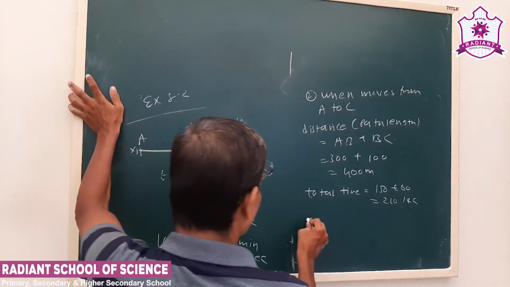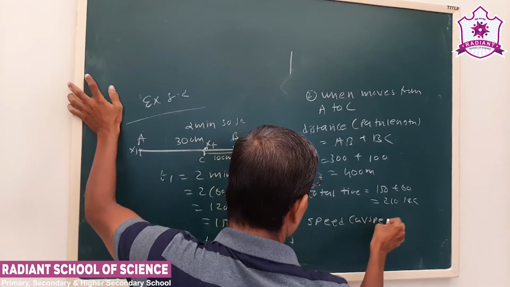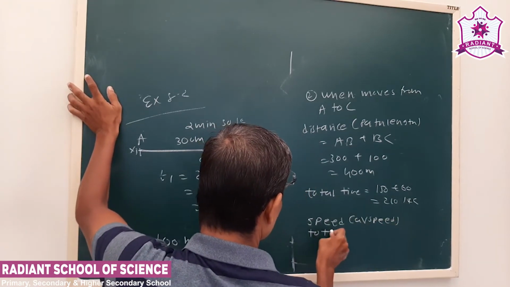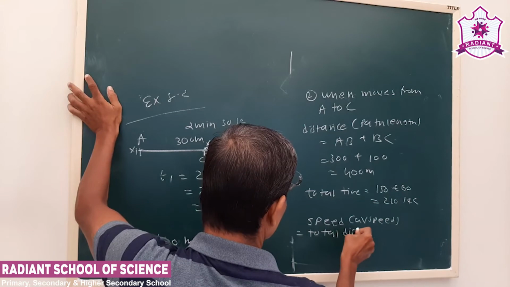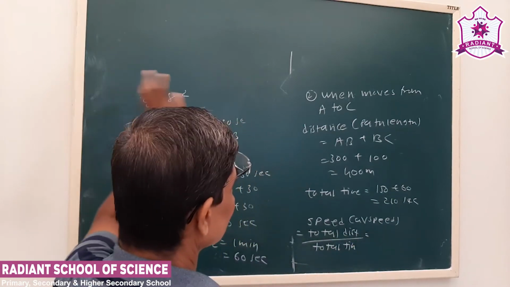So speed, or average speed, is total distance upon total time. Total distance is how much? 400.